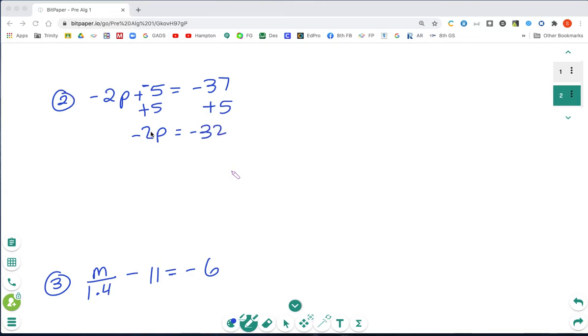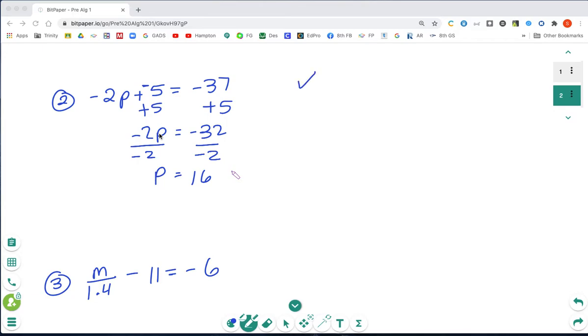What math operation is the negative 2 and the p doing? They're multiplying. So the opposite of multiplying is division. So we're going to divide both sides by negative 2, brother-sister rule. P is equal to 16.